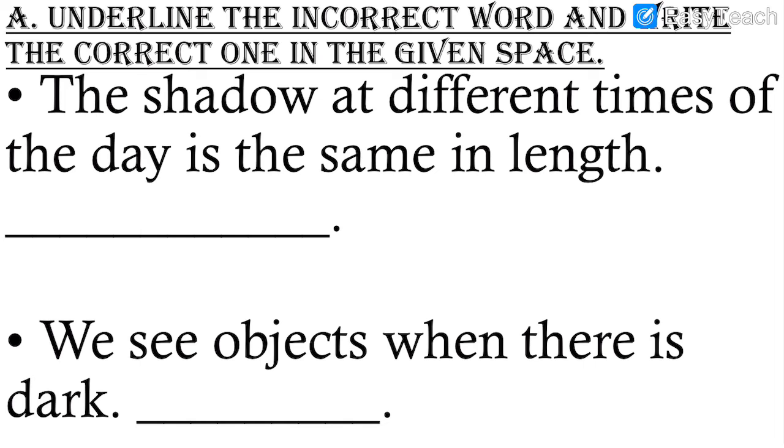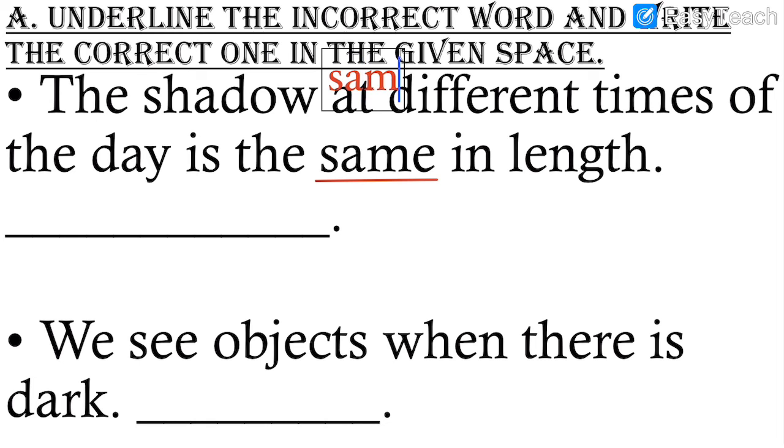For that we have to read the sentence first and we have to find out which word is wrong, and then we have to replace that word. Number 1. The shadow at different times of the day is the same in the length. See, at different times, morning, evening, noon, are the shadows same in the length? No. So the incorrect word is same. Then how are they? They are different. They are not same, right? So here same is the incorrect word that we have underlined. Now we will replace that word. Instead of same, we have to write different.